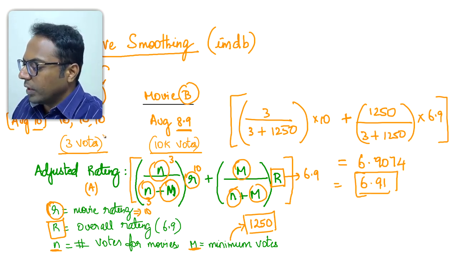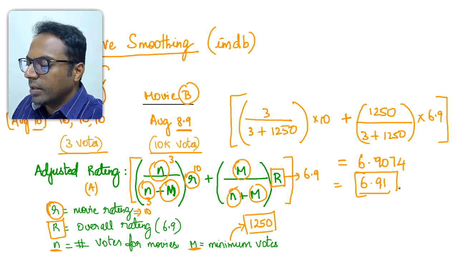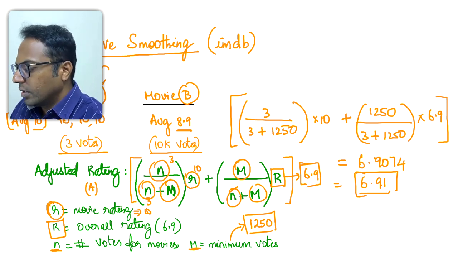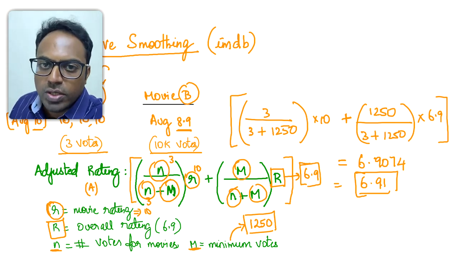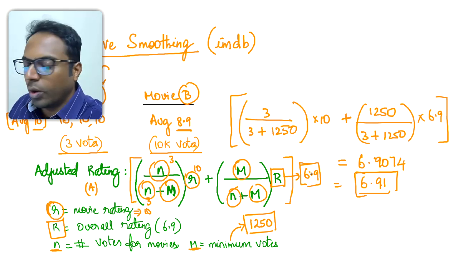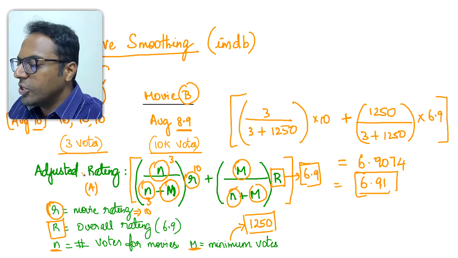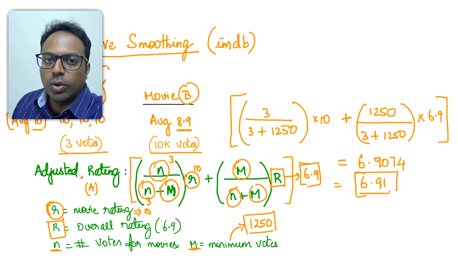Alright. So this movie A is doing slightly better than the average. The average rating was 6.9. It has only 3 votes. As it gets more and more votes, a better vote than 6.9 of course, the adjusted rating of movie A is going to improve.